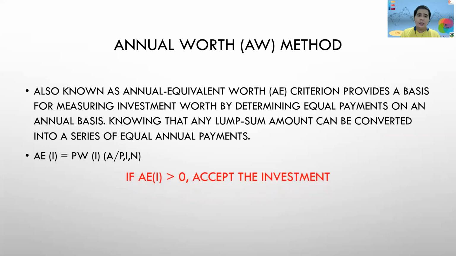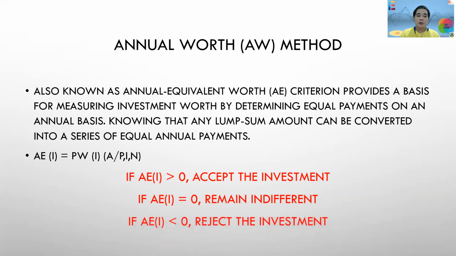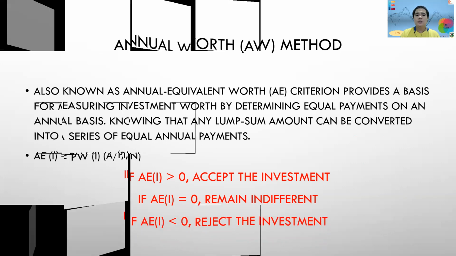If your annuity criterion is greater than 0, that means the investment is accepted. If it is equal to 0, you remain indifferent because you do not have any income or profit based on your interest rate. And if your annual worth is less than 0, you'll have to reject your investment. So, assuming you have the same problem.